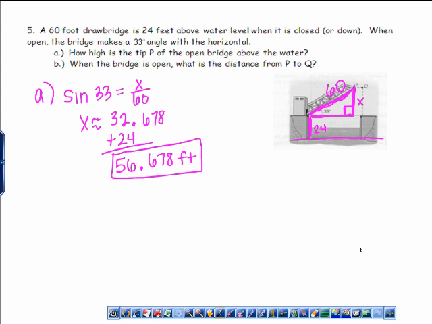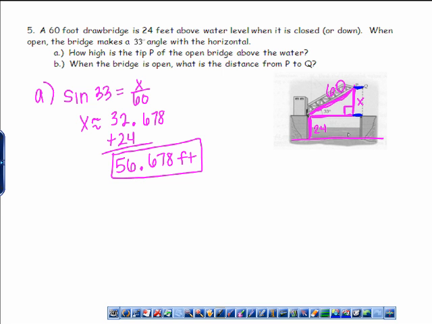All right, part B, saying, when the bridge is open, what is the distance from P to Q? So what is this distance right here? Another way to ask this would be, what is this distance down here? What is the difference between the points directly below Q and directly below P? Look at this rectangle. I have a rectangle down here, and I know that the height of this is 24. I want to know the width.